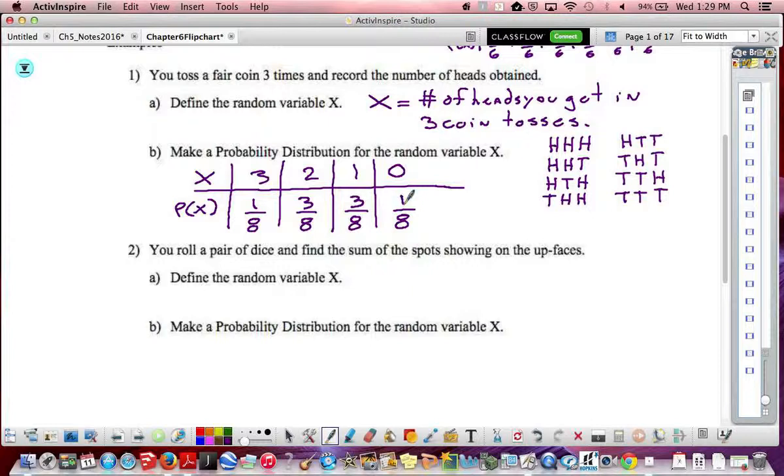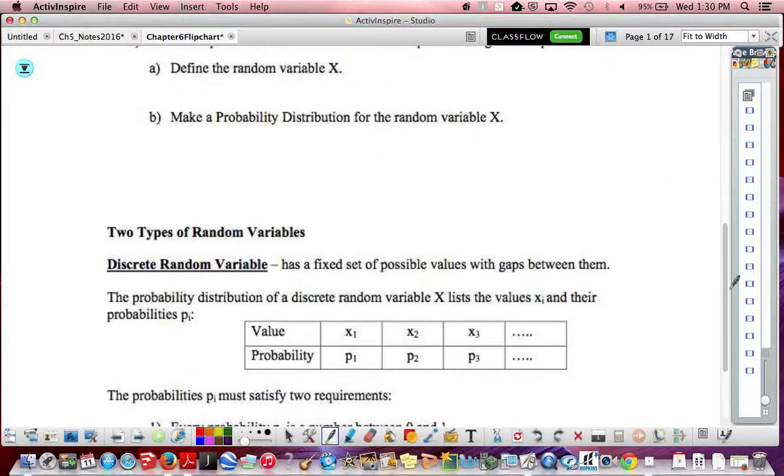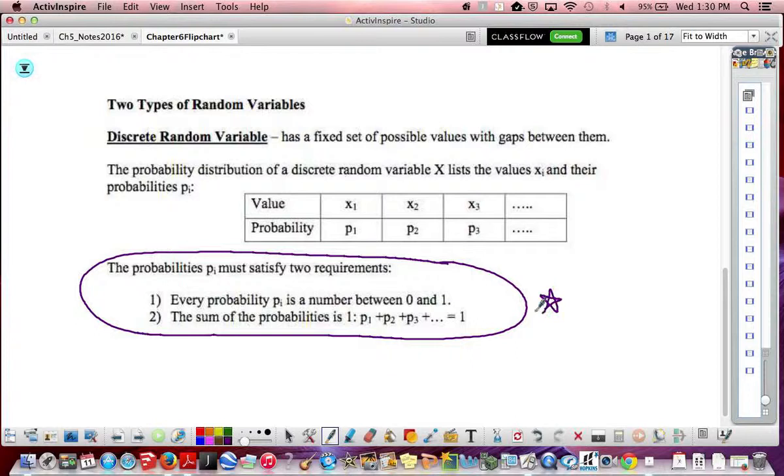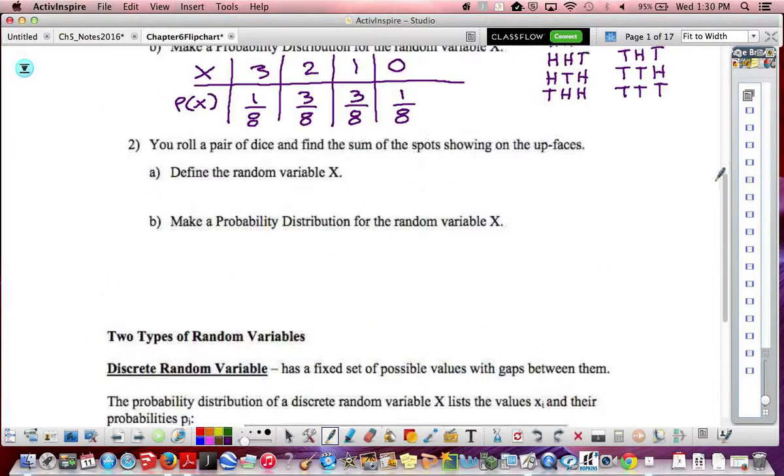Now, one of the things that I do, and we've talked already a little bit about this, is once I get a probability distribution here, I want to make sure it's legit. Down here at the bottom, when we talk about our probabilities in a distribution, these two things must be true. Every probability has to be a number between 0 and 1, and all of my probabilities have to add up to 1.